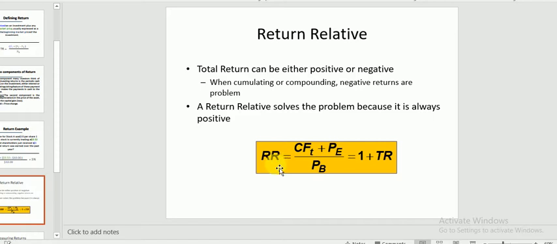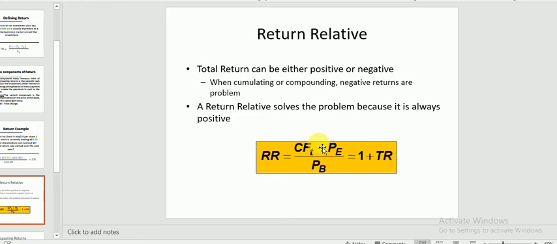This is the formula for how we can calculate the return relative: CFT plus PE divided by PB, or the second formula, 1 plus total returns. So we will prove this. We will calculate the return relative by using both formulas practically.